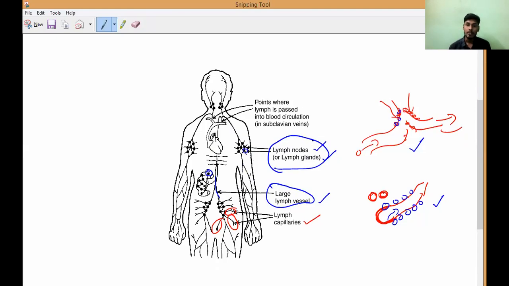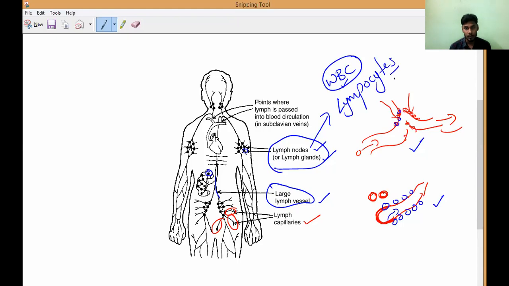These lymph glands have a special kind of WBC, white blood corpuscles. What should we call them? What kind of cells are present? Lymphocytes. Is it yes or no? Correct. So lymphocytes are present. What is the function of these lymphocytes?